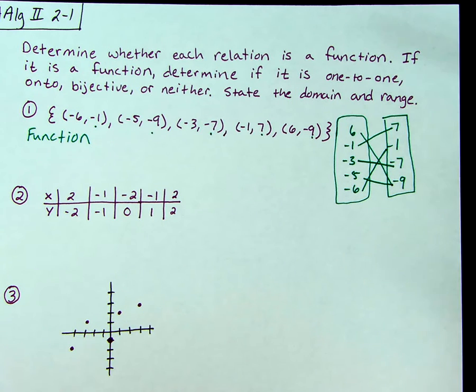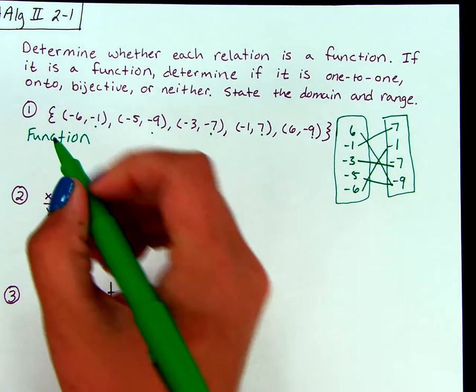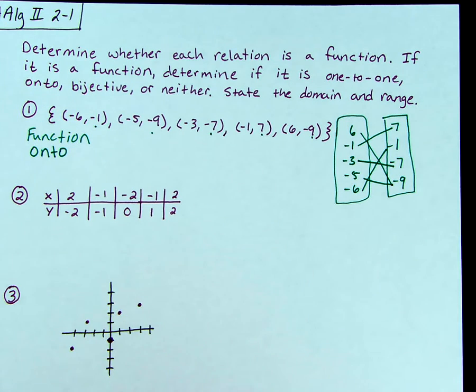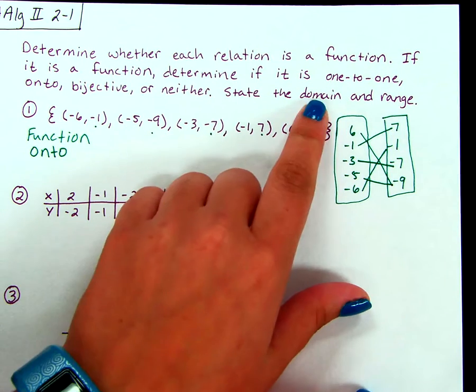Now for onto, I'm looking to see if each of these have been used. So it looks like each one is used, so that would make this onto. Now, since it's not one-to-one, it's not going to be bijective. So the only one is that this is onto. And then our last part is to state domain and range.